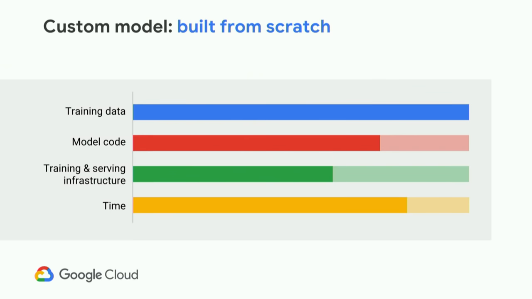And then finally, if you've got a model built entirely from scratch, trained only on your data, you're going to need a lot of training data for this to work successfully. You're also going to need to write a lot of the model code yourself. Think about where you're going to run your training and how you're going to serve your model in production. And obviously, this one will take even more time than with transfer learning.